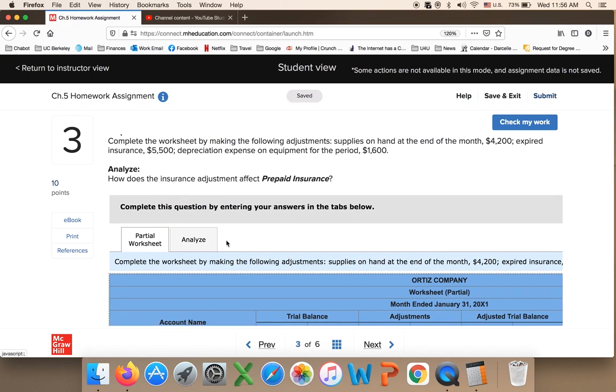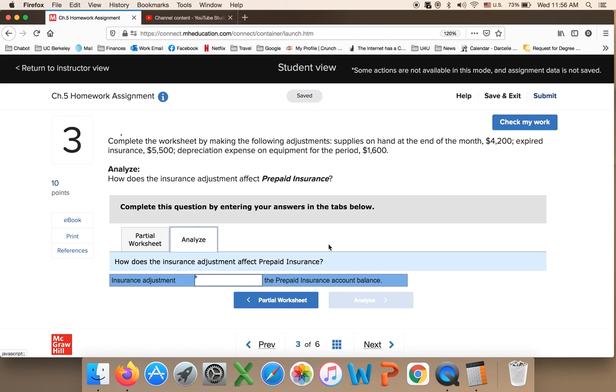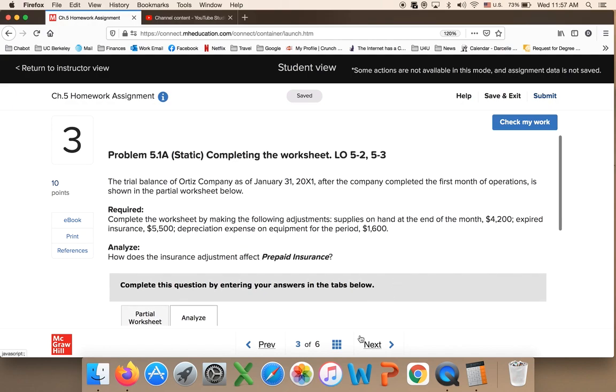And then right here you have an analyze question. It's asking us, how does the insurance adjustment affect prepaid insurance? Prepaid insurance is an asset. Every adjustment increases an expense and decreases an asset. So prepaid insurance is an asset, so it decreases that asset. Okay, so this is number 3.